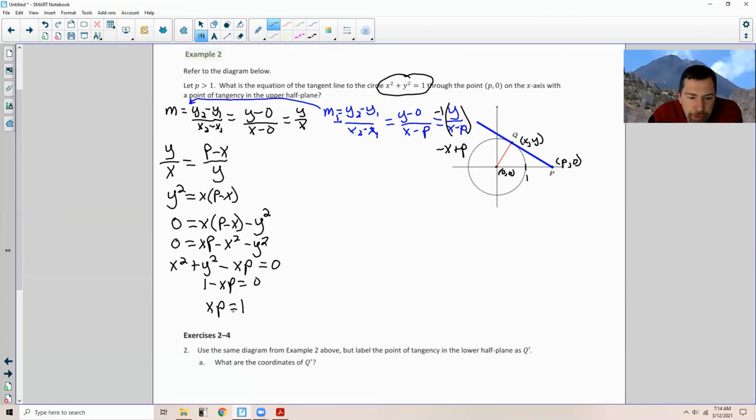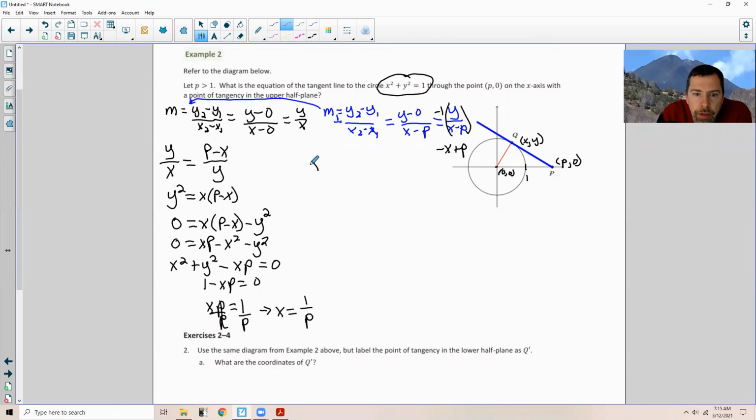Solving for x by dividing by p on both sides, we then get x equals 1 over p. Okay, so now what do we do with that? Now we want to use the expression for x to find an expression for y. So let's use this equation here.